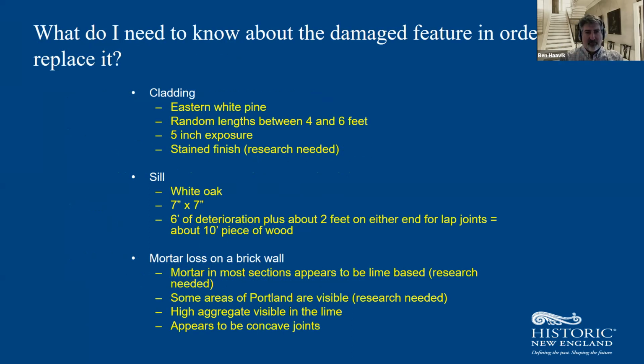So with the cladding, what do you need to know? Well, what was the material? Eastern white pine. How long were they? They were random lengths between 4 and 6 feet. They had a 5-inch exposure and a stained finish, but we need to know a little bit more about that. For now, just know that it's going to be stained. With the sill, we know it's white oak, it's 7 by 7. There's about 6 feet of deterioration, but we should assume there's going to be a 2-foot lap joint on either side. So we need a 10-foot piece of wood.